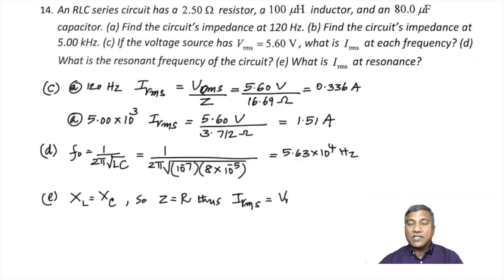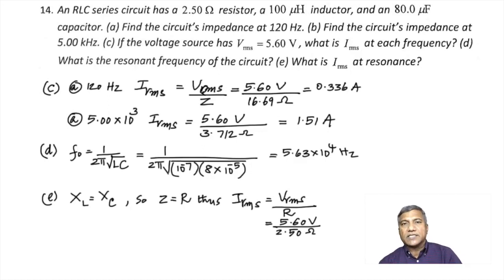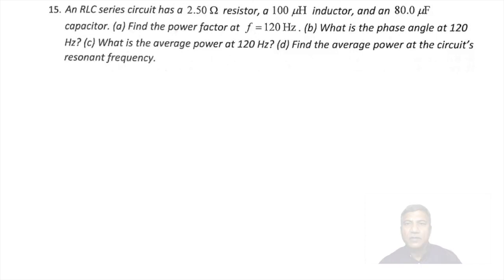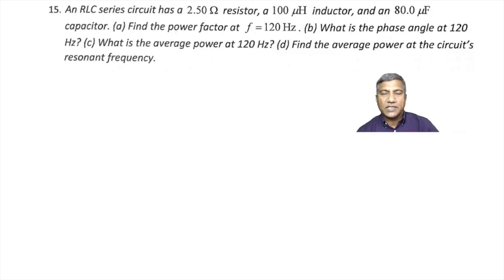And what is the IRMS at resonance? I already specified. At resonance, the impedance is just the resistance, because XL and XC become equal and cancel out. So that part becomes 0, and the impedance at resonance is just the resistance. Knowing that, we just divide the RMS value of the voltage by the resistance to get the current at resonance as 2.24 ampere.